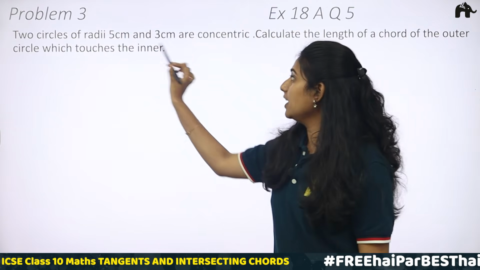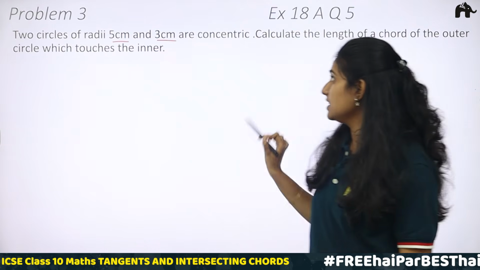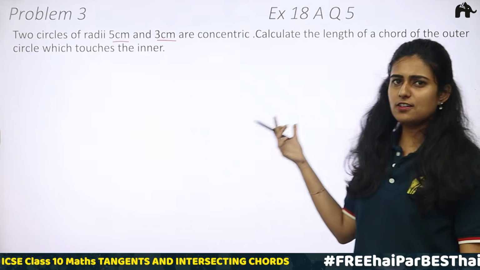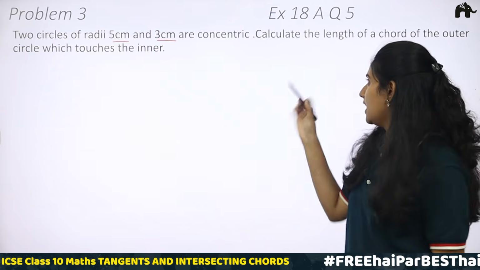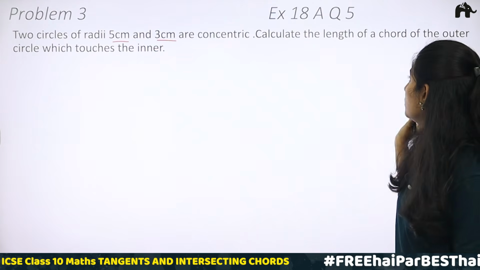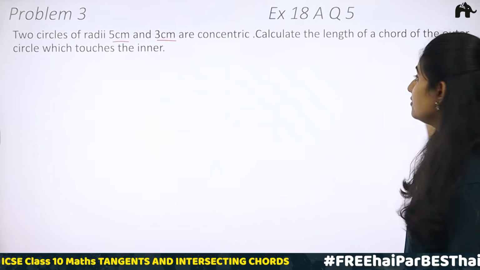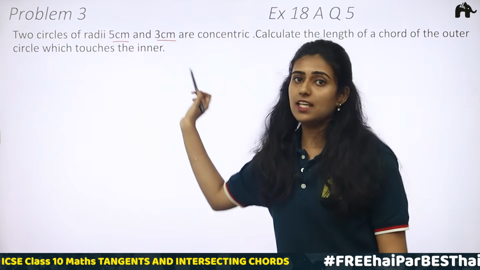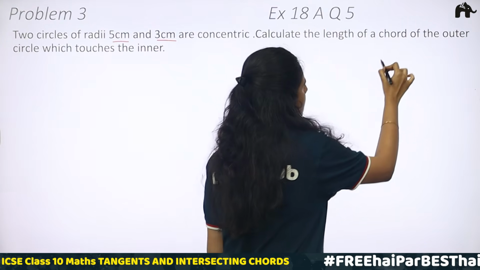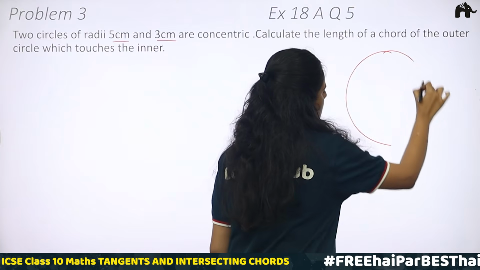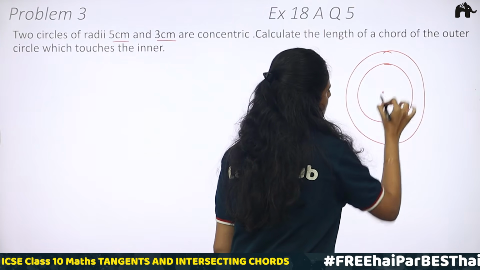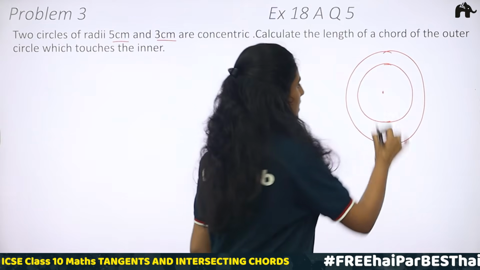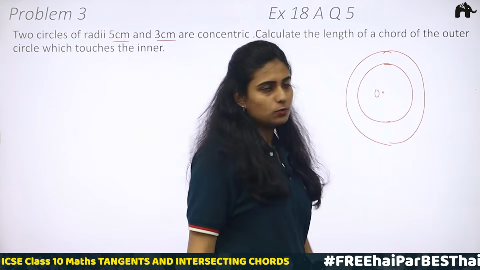Two circles of radii 5 cm and 3 cm are concentric. What are concentric circles? Circles with the same center and different radii are called concentric circles. Calculate the length of a chord of the outer circle which touches the inner circle. Here, this is my outer circle and this is my inner circle. These are concentric circles with center O.